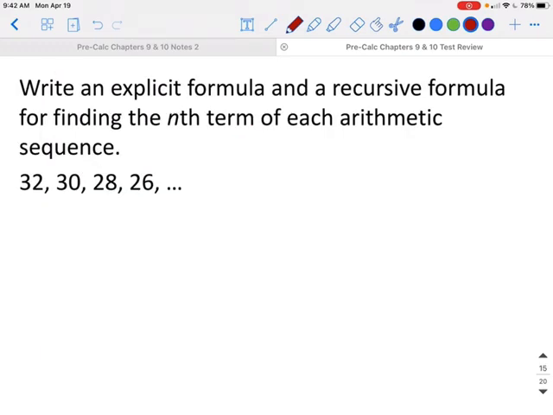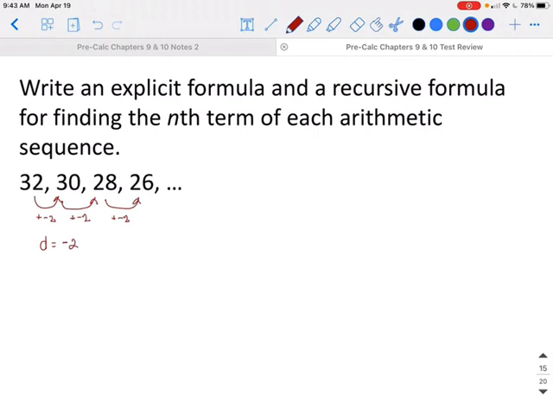Write an explicit and a recursive formula to find the nth term of the arithmetic sequence. If you notice, you are adding a -2 each time. So our common difference is a -2.